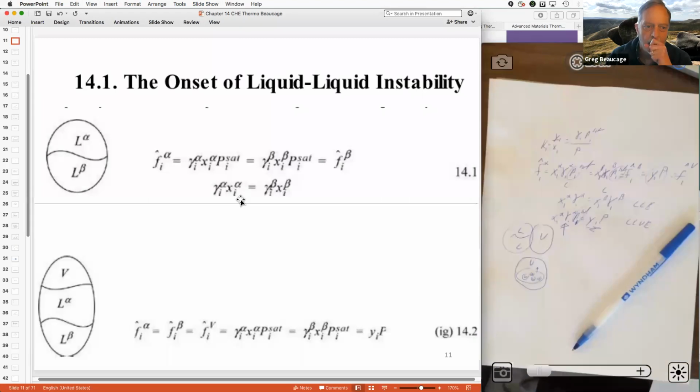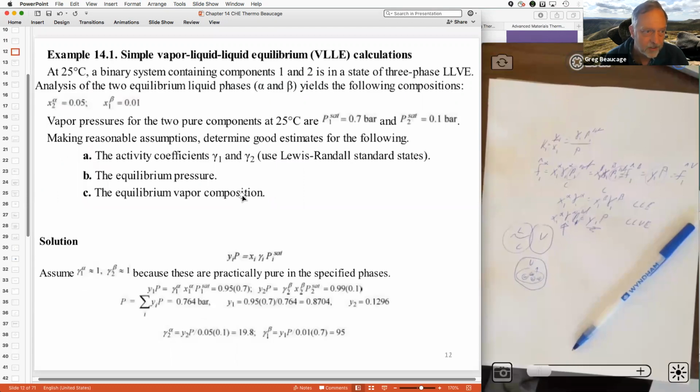This is a picture of, excuse me, the liquid and the liquid vapor equilibrium. So the first example is just to get the vapor composition, the pressure, and then the gammas. Right, and use a binary system, liquid vapor for two phases, and you have the compositions. So in the alpha phase, the 2 component is a minority. In the beta phase, 1 component is a minority.